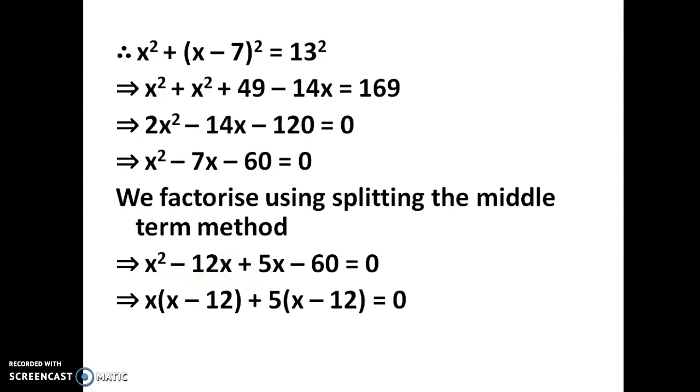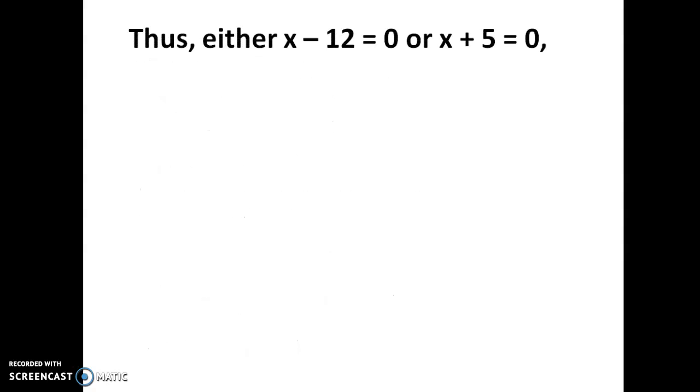Okay. So take x as common outside. So x into x minus 12, and here 5 is common, so plus 5 here inside the bracket x minus 12. So x minus 12 into x plus 5 equal to 0. So equate each term to 0. So I got x is equal to 12 and x is equal to minus 5.